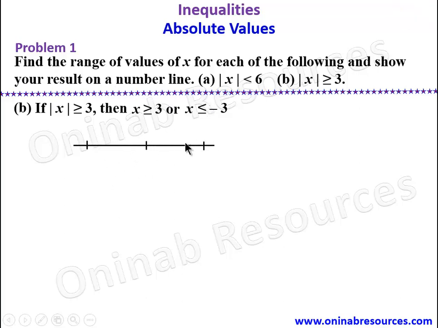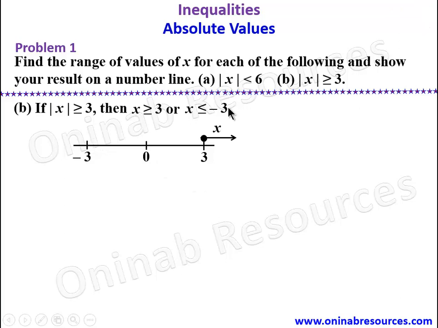So we have the number line. This is 0, 3, and negative 3. From here, x is greater than or equal to 3. We go to the number line where x is 3. We mark it with a circle. Since it is greater than or equal to, we are going to shade it. Then the arrow is going to the right, and that is the range of values of x there.